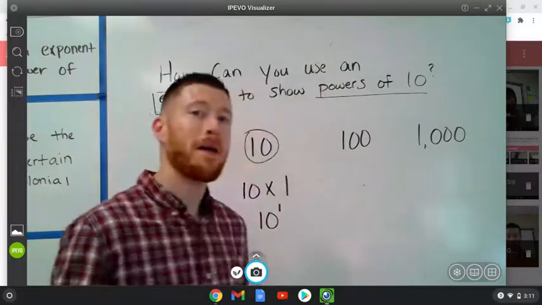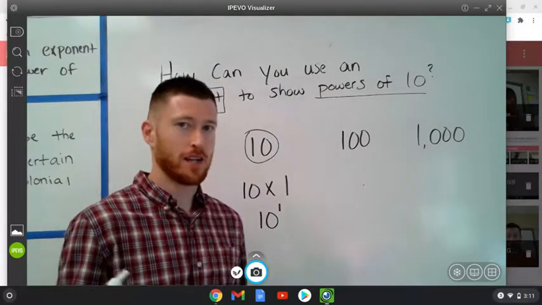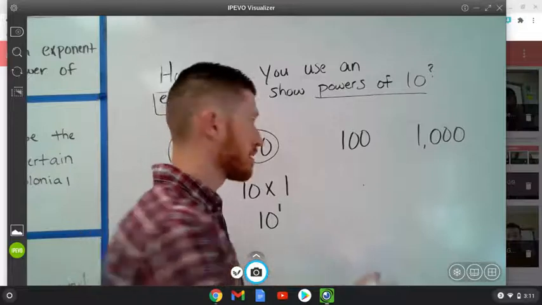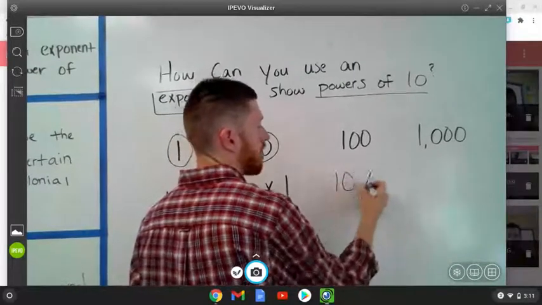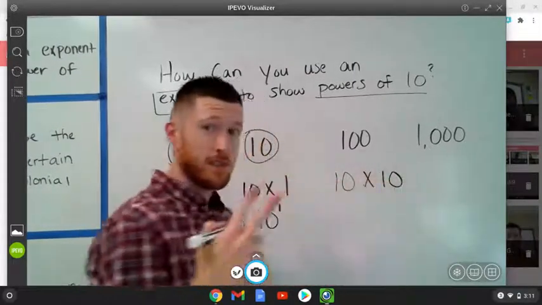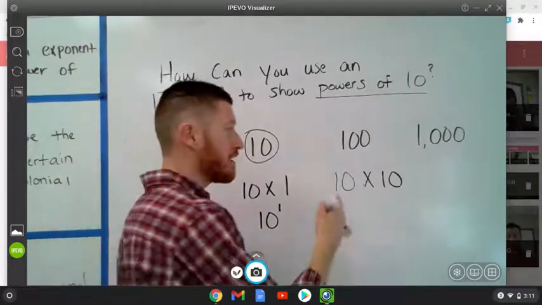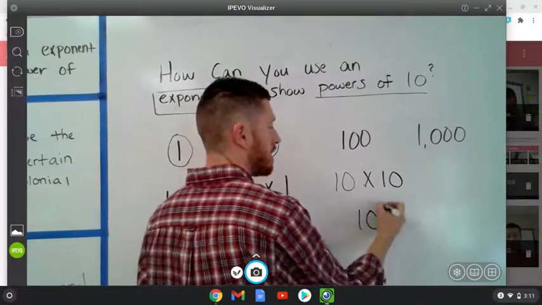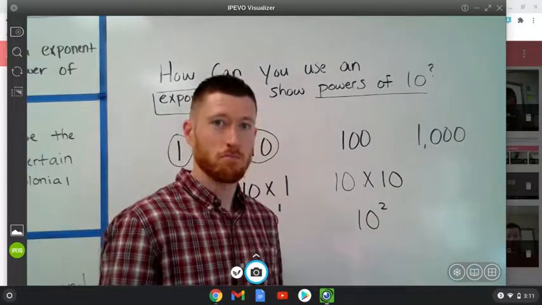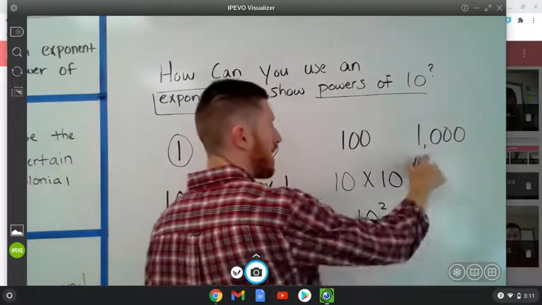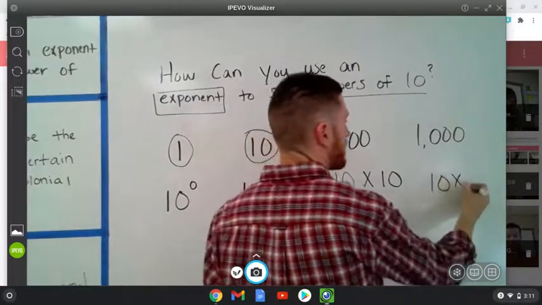Now let's move to the 100 flat, or the number 100. So what do you multiply by 10 to get 100? Think about it for a second. 10 times 10, right? So 2 tens. So you can guess what the exponent would be for this one. It would be 10 to the second power. Pretty easy, right?